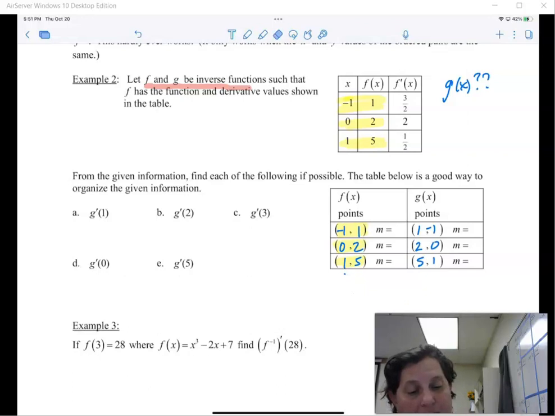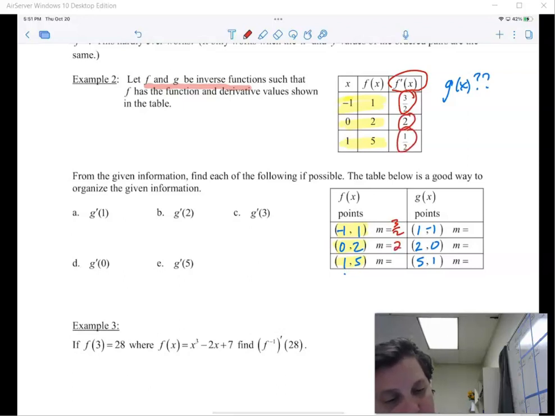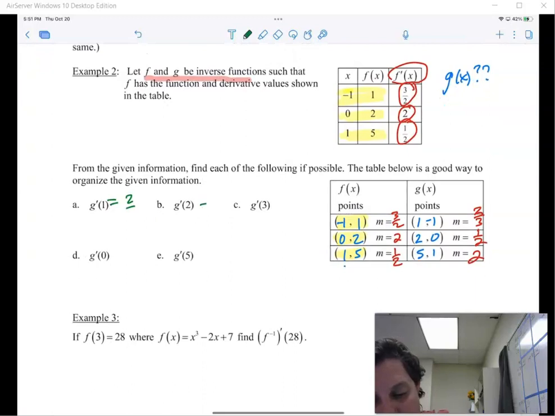Okay? All right, derivative. Well, you guys, derivative is slope, so check it out. What's the slope at -1? Well, it's 3/2. What's the slope at 0? It's 2. What's the slope at 1? It's 1/2. What's the slope at the inverse of each of those points? 2/3, 1/2, and 2. Okay? So now I can answer all these questions, right? g prime of 1 means the slope at 1. That's 2/3. g prime of 2, the slope at 2, that's 1/2.